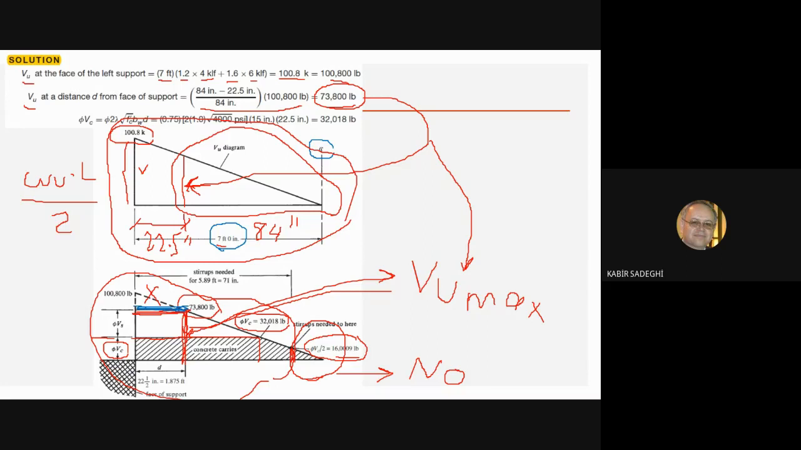Therefore, we should follow this curve. It's clear when we consider this VU here, we find one S, a spacing between a stirrup. When we come 1 meter, for example, away from that, and we calculate again from similarity of the triangles, another value. For this one, we find another S.